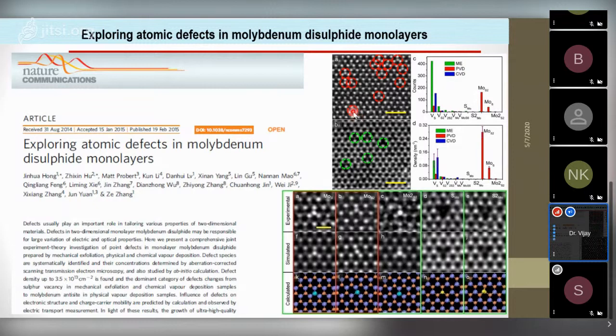So they found these are the defects, which means these red squares or red circles point out extra atoms. Because in the hexagonal honeycomb structure, three must be molybdenum and three must be sulfur, placed alternately. But here, if you see, instead of alternating sulfur, there is another molybdenum atom. So the extra molybdenum atom comes from mechanical exfoliation and CVD growth. But in PVD, they found a sulfur vacancy instead of a molybdenum addition. So the vacancy is more in physical vapor deposition.